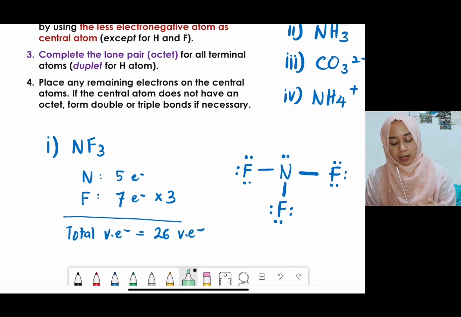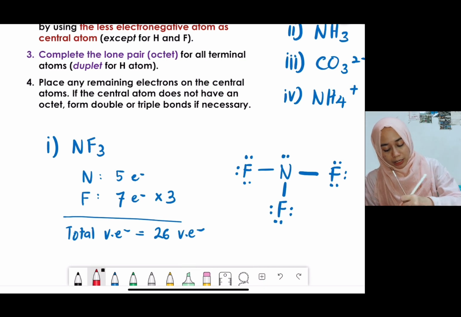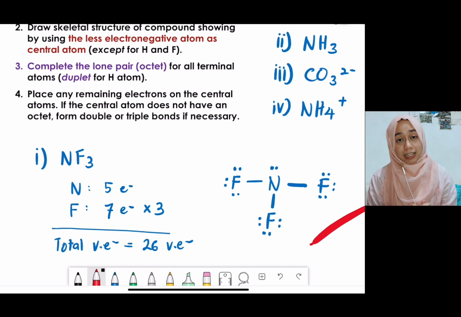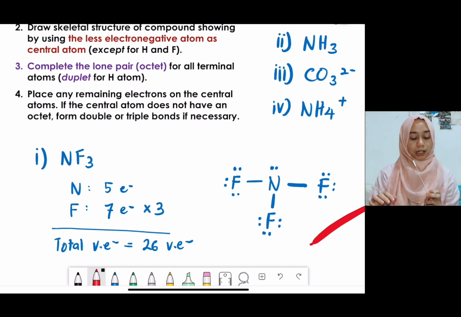So dekat F ada 3 lone pair. Semua F ada 3 lone pair. Bermaksud ada total 9 lone pair. Tambah 1 lone pair dekat N ada 10 dah. Okay, so ada 10 lone pair bermaksud dah ada 20 elektron. Dan kita ada 3 bond. So 3 bond darab 2 elektron, 6 elektron. So 20 tambah 6, kita dah ada 26 elektron. Bermaksud betul lah kita punya structure kat sini. Okay, so this is the correct Lewis structure untuk NF3.